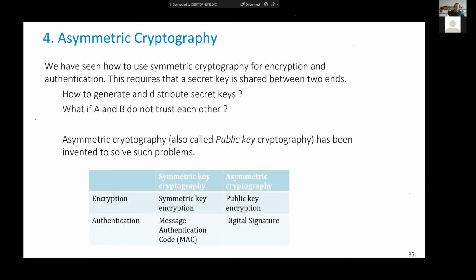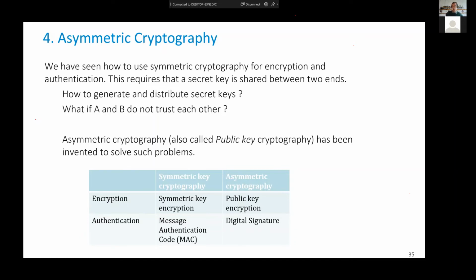Voilà. I propose to continue to the following chapter, which is asymmetric cryptography. So far, we have seen how to use symmetric cryptography for encryption and authentication. And I insist, this is the overwhelming majority of what is used everywhere, and in every transaction we do, we use those systems, and most of the time with AES.